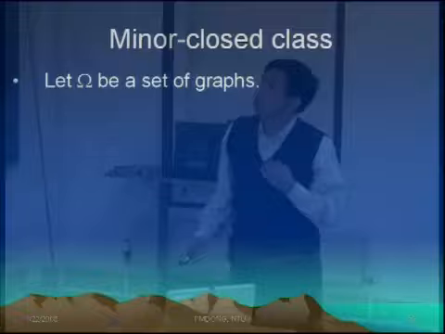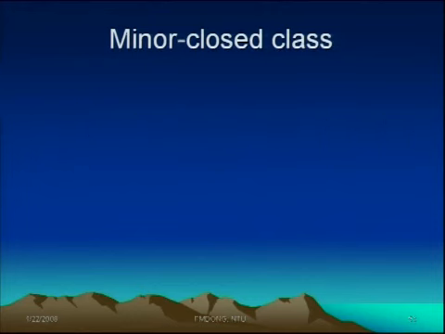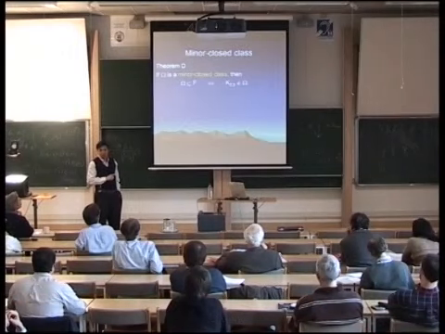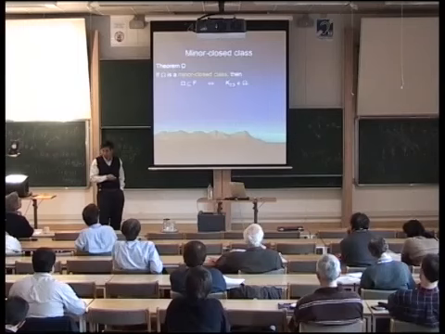Suppose omega is a set of graphs, and we say omega is minor closed, meaning if G is in omega, all the minors of G are also in omega. It's a very interesting result. If omega is minor closed, then the whole family is in F if and only if K23 is not there. So we just need to see whether K23 is in the minor closed family or not.